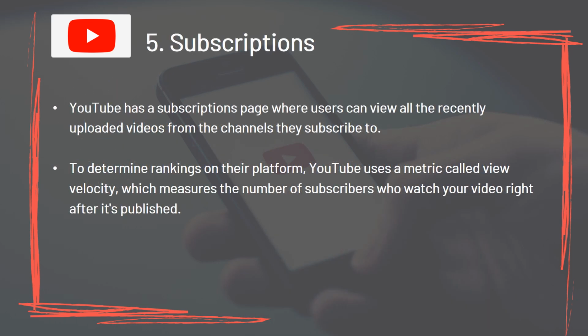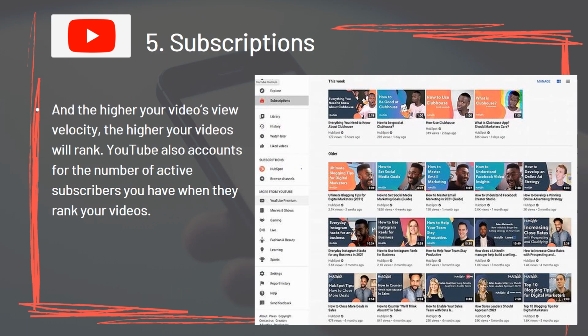5. Subscriptions. YouTube has a subscriptions page where users can view all the recently uploaded videos from the channels they subscribe to. To determine rankings on their platform, YouTube uses a metric called view velocity, which measures the number of subscribers who watch your video right after it's published. And the higher your video's view velocity, the higher your videos will rank. YouTube also accounts for the number of active subscribers you have when they rank your videos.